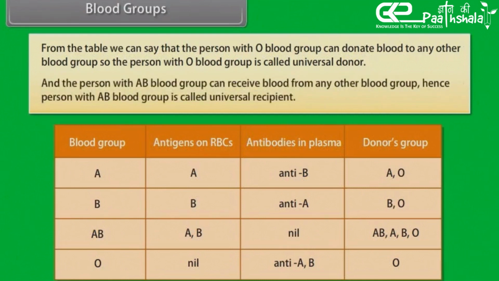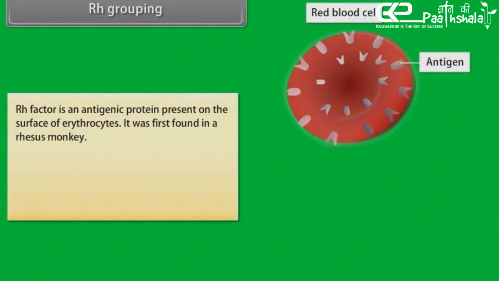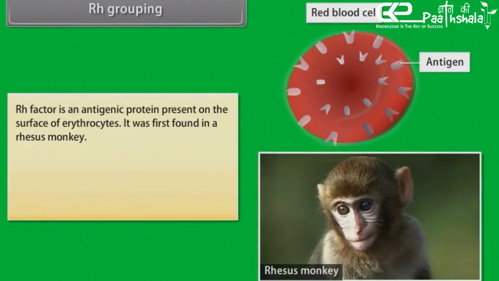And the person with AB blood group can receive blood from any other blood group. Hence, the person with AB blood group is called a universal recipient. RH grouping. RH factor is an antigenic protein present on the surface of erythrocytes. It was first found in a rhesus monkey.